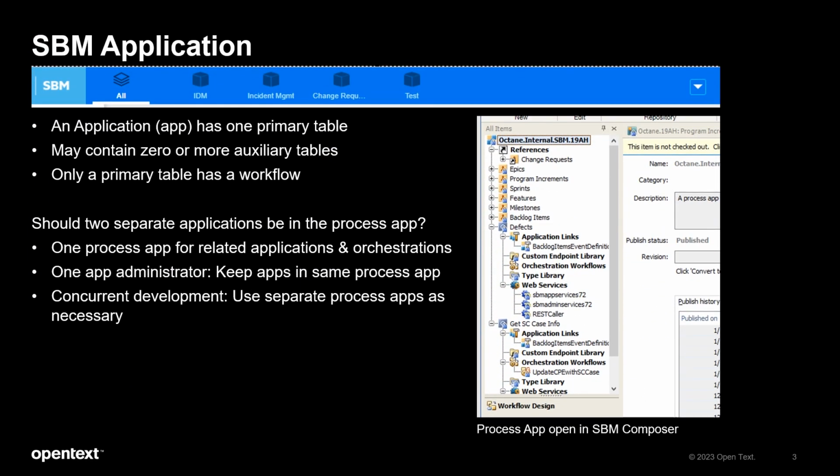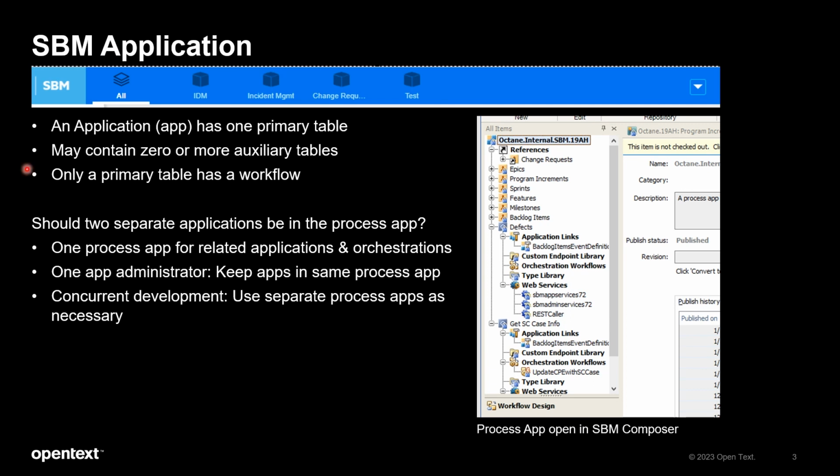The SBM application is the core of our business workflow. It is the part that has interaction with the user. An application has one primary data table and 0 or more auxiliary tables. Only the primary table can have a workflow, and it can have 1 or more workflows and sub-workflows. From the point of view of Work Center, the icons that appear across the top are your SBM applications. The applications may or may not be related to each other.